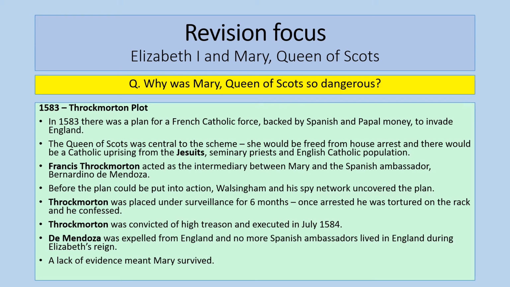Now, before the plan could be put into action, Walsingham uncovers the plot, and basically what he does is he places Throckmorton under surveillance for around about 6 months. Then he arrests him, tortures him on the rack, and he confesses. Throckmorton is convicted of high treason. He's executed in July 1584, and then Mendoza is expelled from England, and he's the last Spanish ambassador to live in England during Elizabeth's rule.